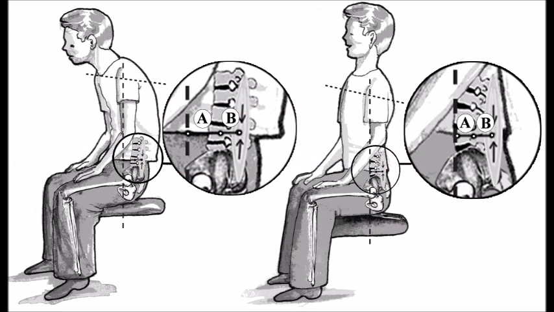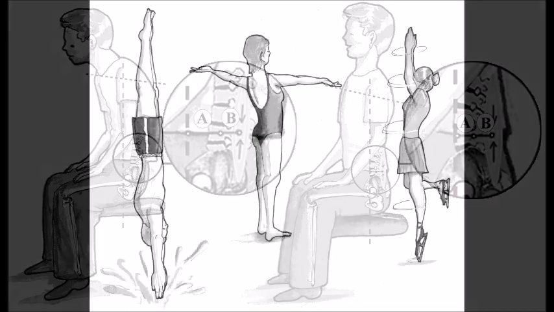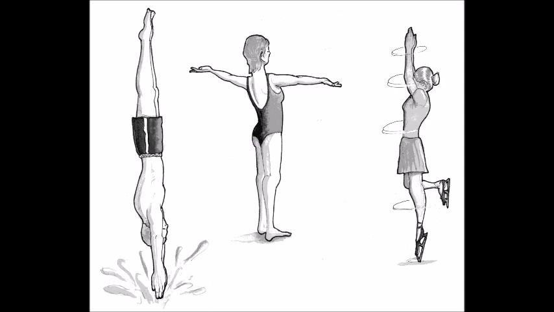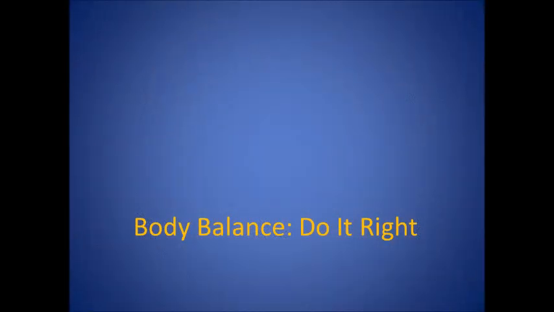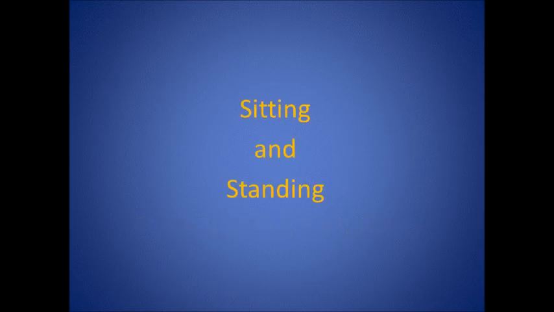So you have much better strength and stability with healthy alignment compared to poor posture. Which is why, for example, divers, gymnasts, and ice skaters most often have excellent form. So now that you know why, let's look at how to have better posture and ergonomics with body balance. Do it right. We'll consider both sitting and standing. First, sitting.